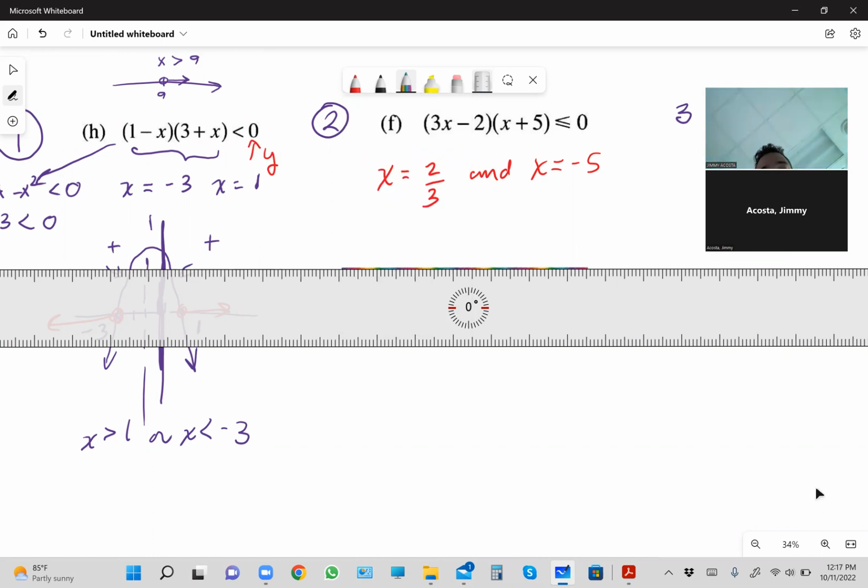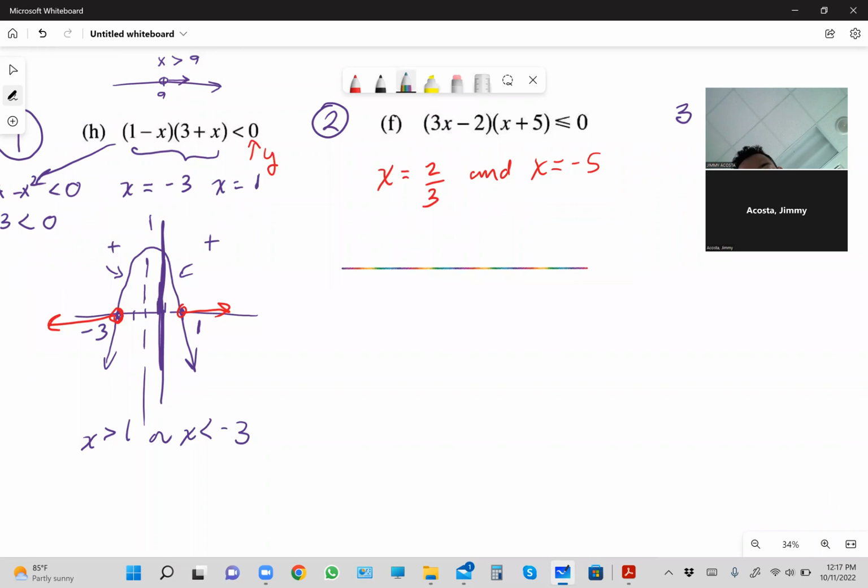There we go. All right, so here we go. Rainbow. So -5 is somewhere over here. 2/3 is somewhere over here. And so this here is less than or equal to. So I can do a closed circle here. Closed circle, closed circle. Because at -5, it is 0. And at 2/3, it is 0. So those are good solutions.